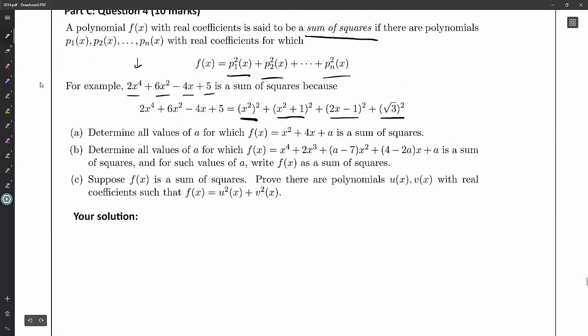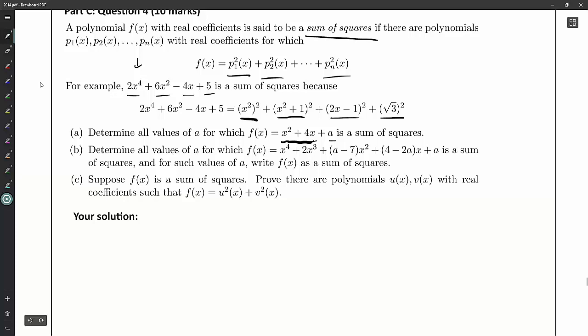A. Determine all values of a for which x squared plus 4x plus a is a sum of squares. Okay. Well, part of this already looks like a square, so this doesn't seem not doable. Seems perfectly reasonable. I'm going to read B and C now just to sort of get a sense of where the rest of the question is going.